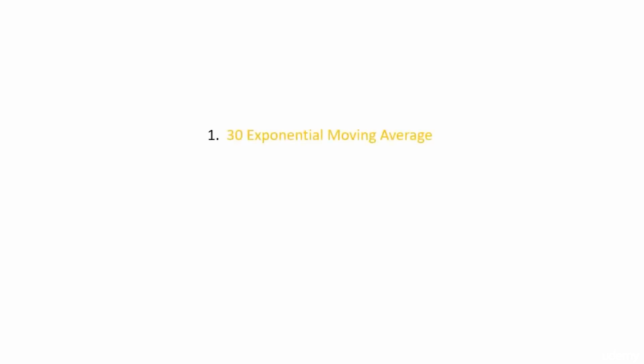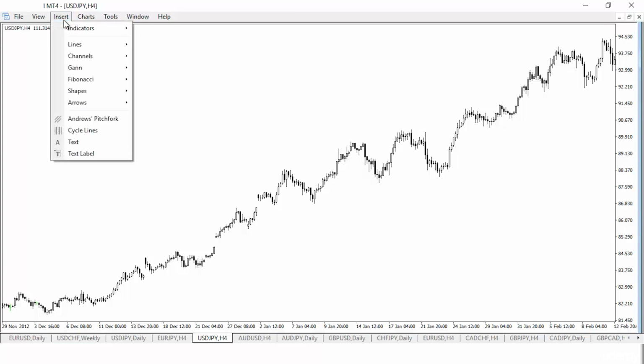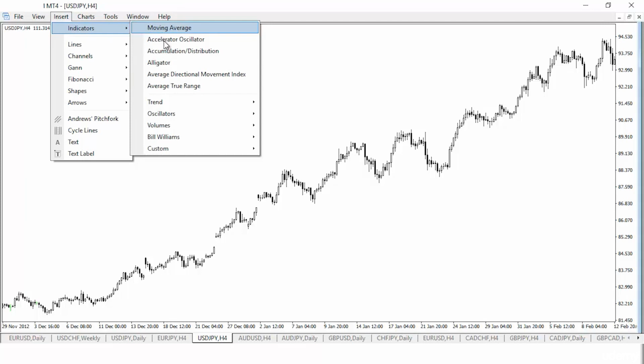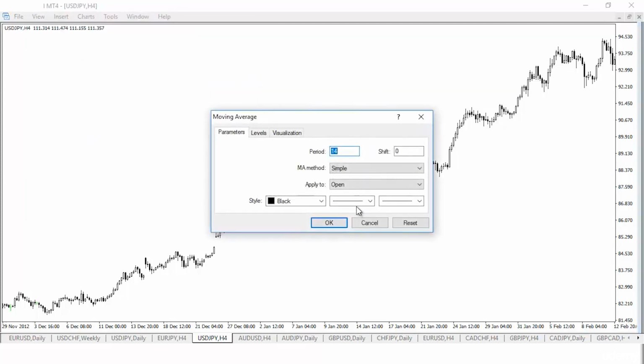One is the 30 exponential moving average and the other one is the 50 exponential moving average. To set this moving average indicator in your MetaTrader trading software, at first open up the terminal with a price action chart. Then take a look at the upper left window of your trading terminal. Here you will see a tab named Insert. So click on it. A new section will toggle down. From here, go to Indicators, then go to Trend, and from here, click and select Moving Average. Then a new window will be opened.